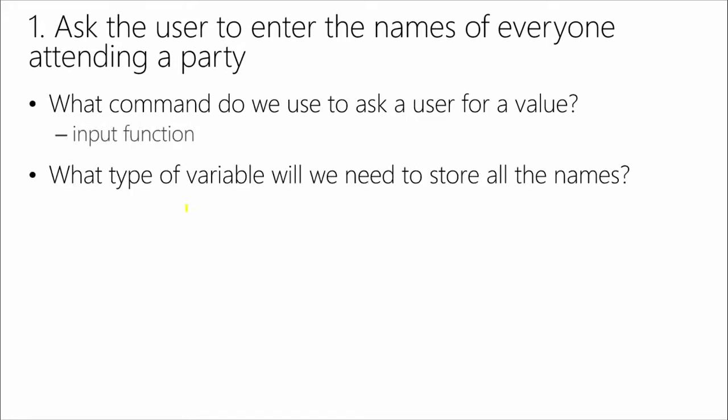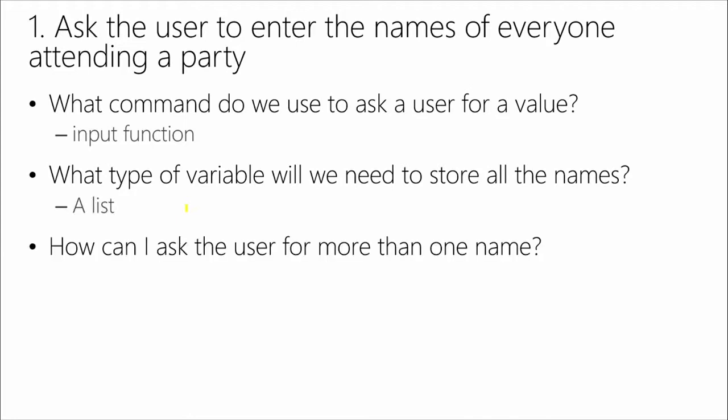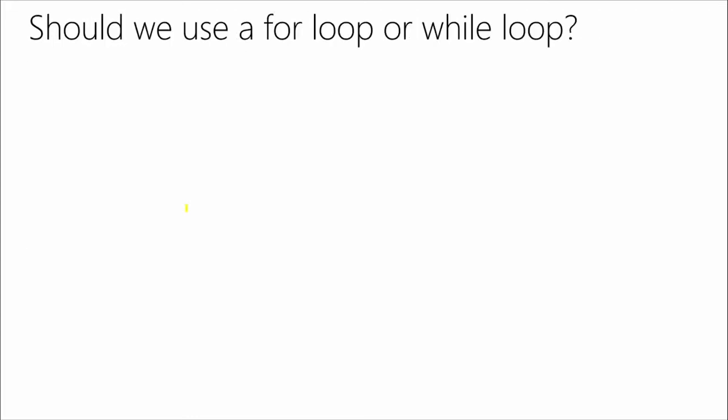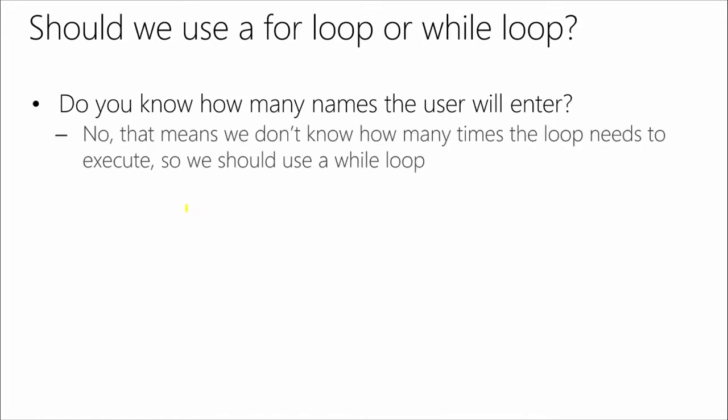And what type of variable do we need to store the values? Because we have multiple names to store, we're going to need to create a list to hold the values. How do you ask a user for more than one name? Because I'm going to keep asking them for one name, after another name, after another name. So I'm going to need a loop. Should it be a for loop or a while loop? Well, do you know how many names are going to be entered? I don't know. So therefore, I can't go with a for loop. So I'm going to have to go with a while loop.